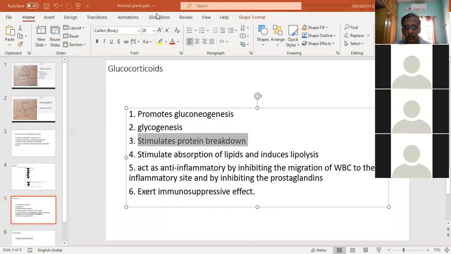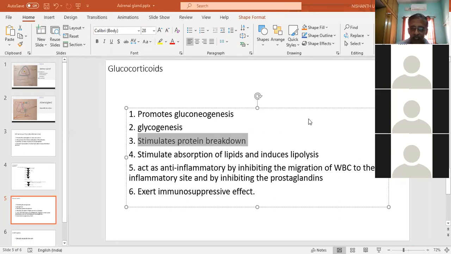What is the need of glucocorticoids to exert the immunosuppressive effect? Pardon, madam? What is the need for glucocorticoids to exert this immunosuppressive effect? No, madam. It's not the need of glucocorticoids to suppress the immunity.